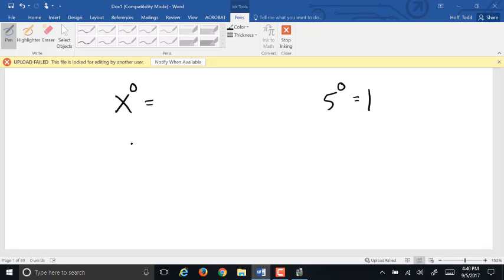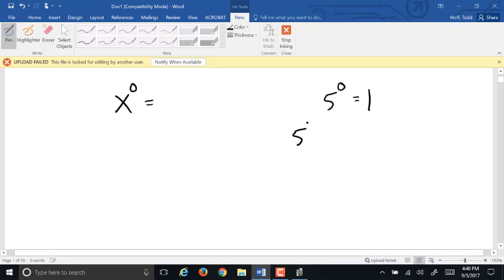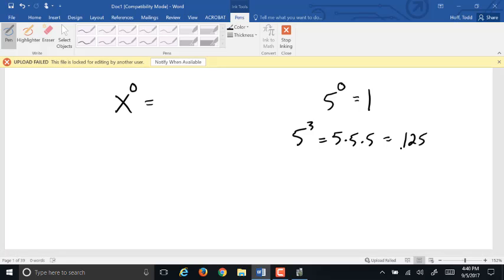Well, if you remember, our definition of powers is where there's going to be that many of that number multiplied together. 5 to the third power means there are 3 5s multiplied together to give us the 125. 5 to the 0, that means there's 0 5s multiplied together. That makes no sense, does it? So this goes back to our negatives and multiplying two negatives where the definition broke down, so we look for a pattern.